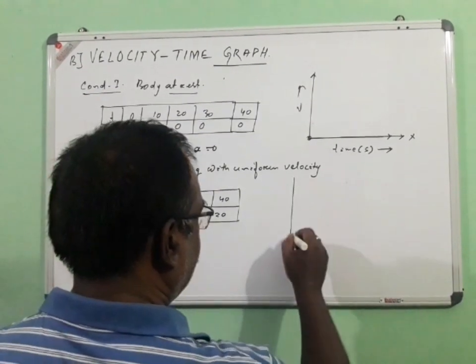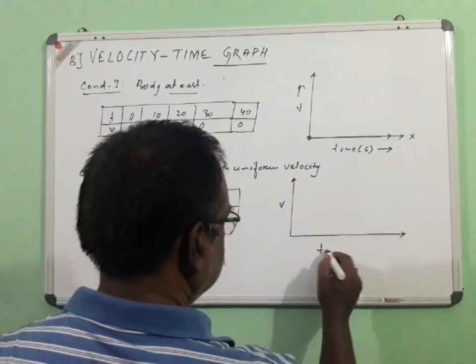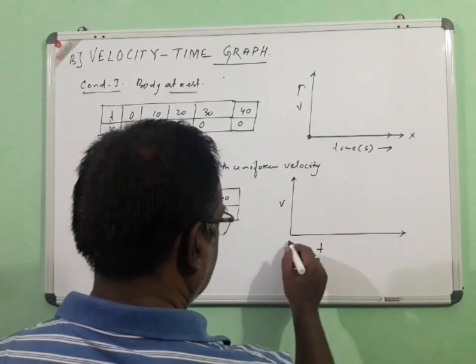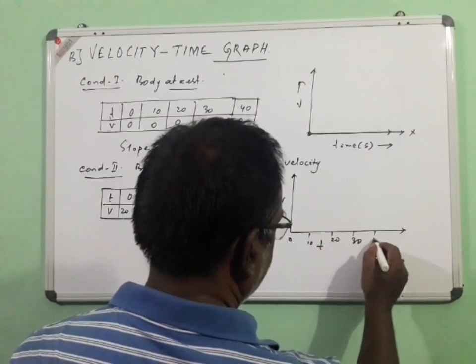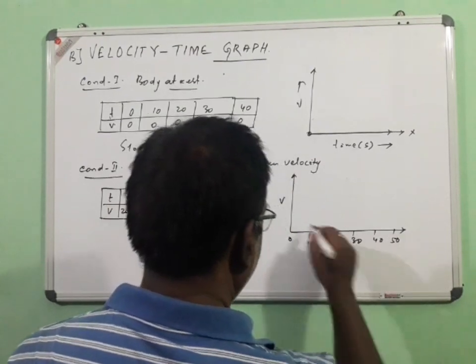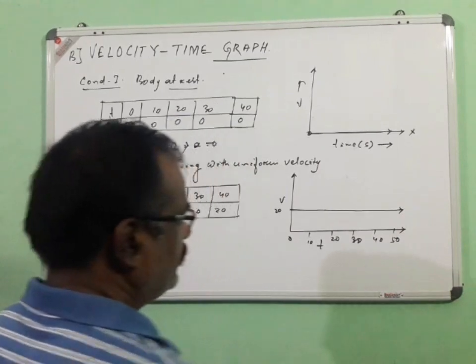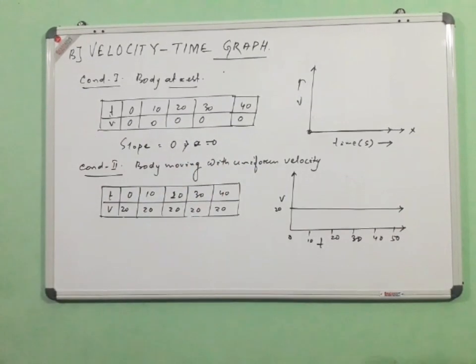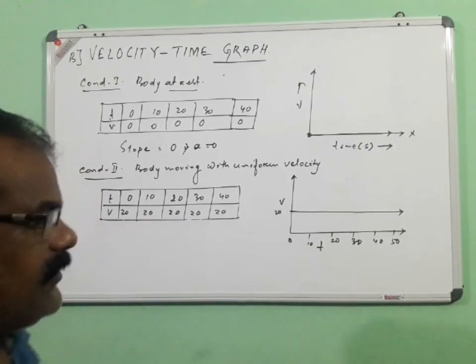So if we plot a graph, we will find that at every instant of time the velocity is 20. So the graph will be a straight line lying parallel to the time axis, or the x-axis.